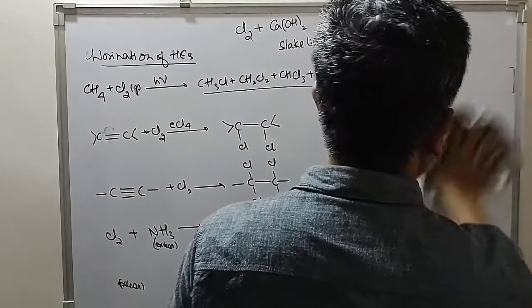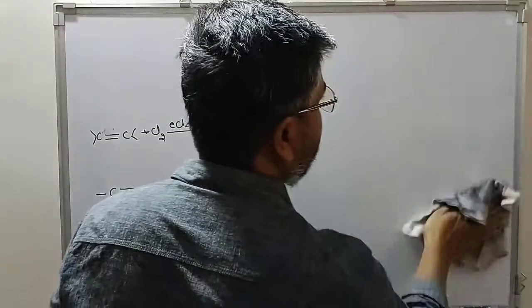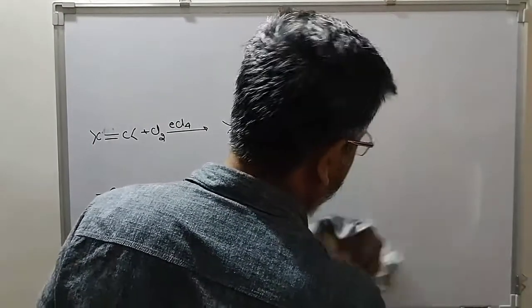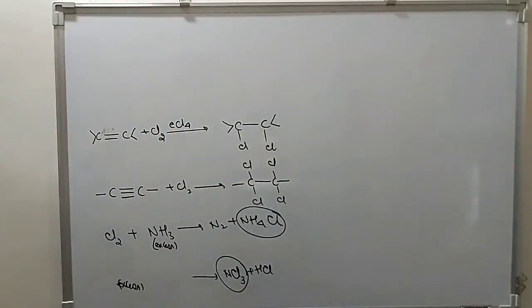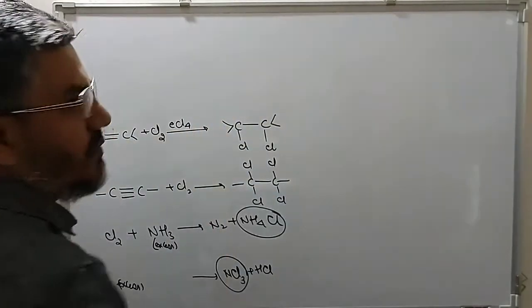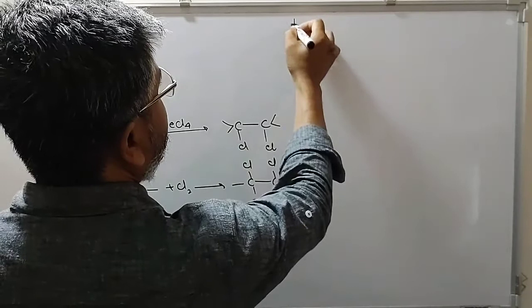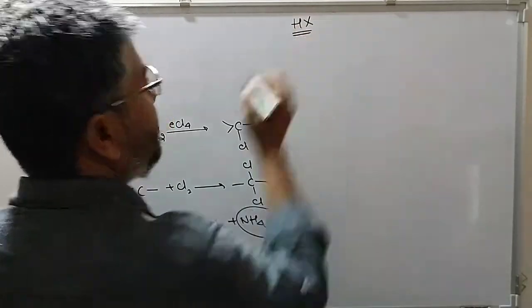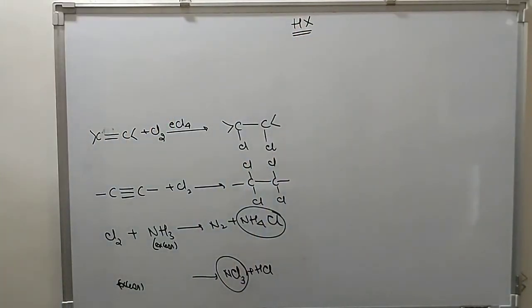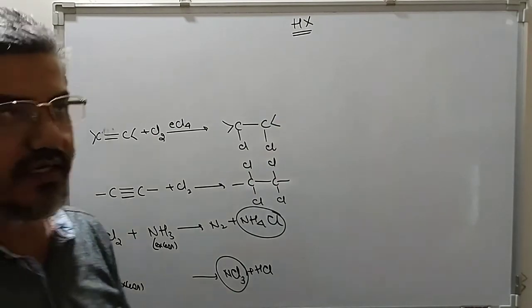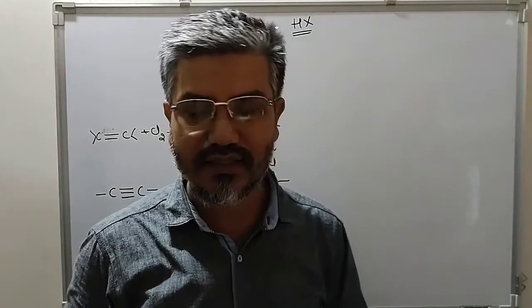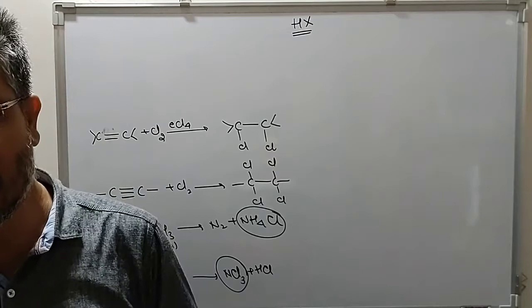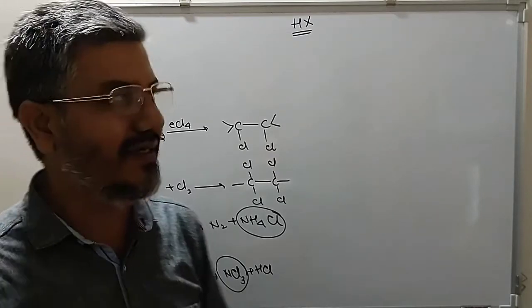So this is some of the important uses of chlorine and some important chemical reactions given by chlorine. Now coming to the second compound, that is hydrohalic acids, HX. As I told you, anhydrous compound is known as hydrogen halide, and hydrated solution is known as hydrohalic acids.